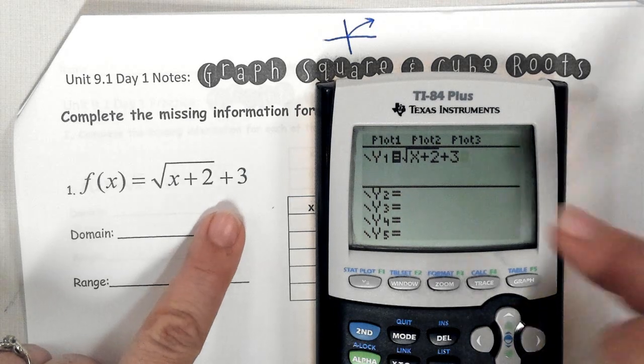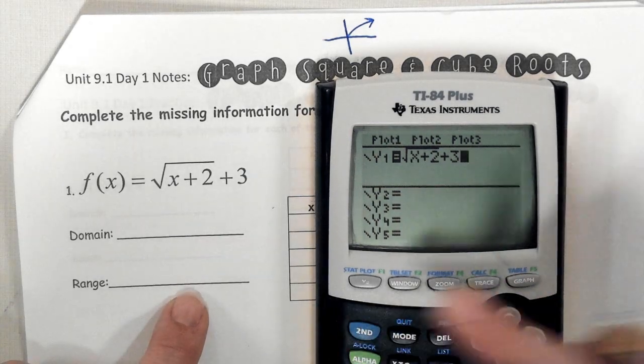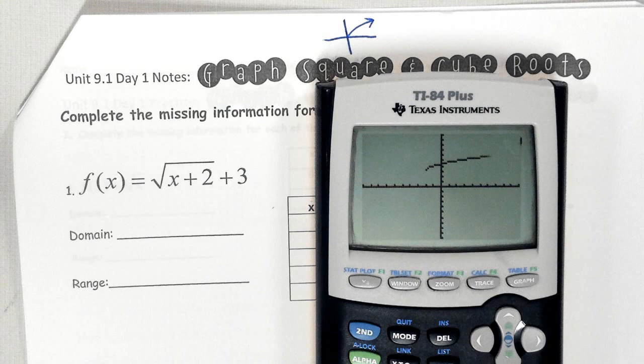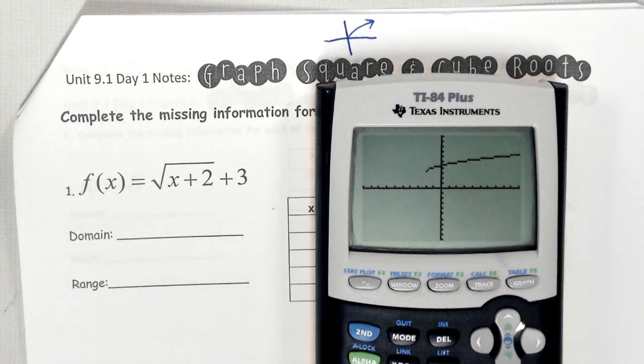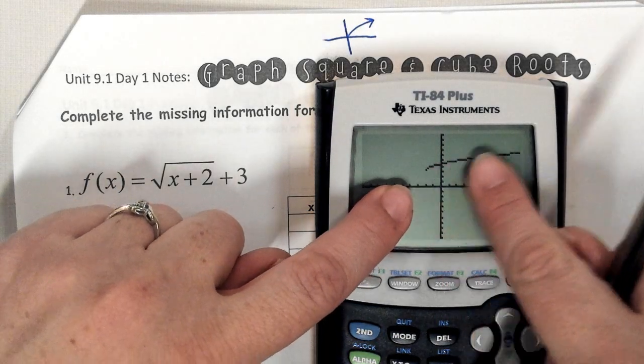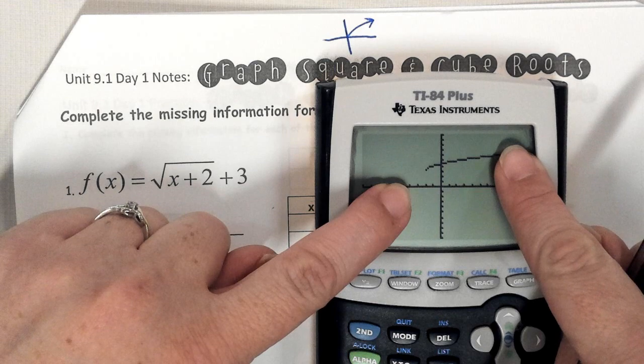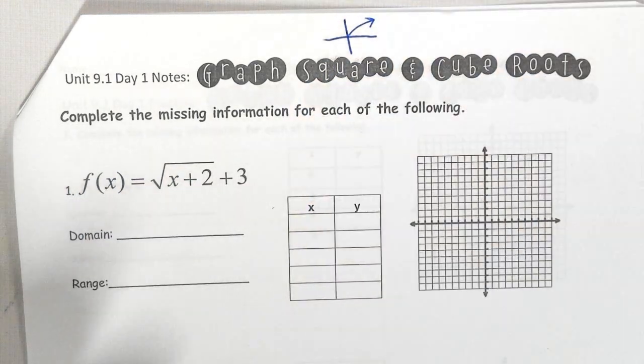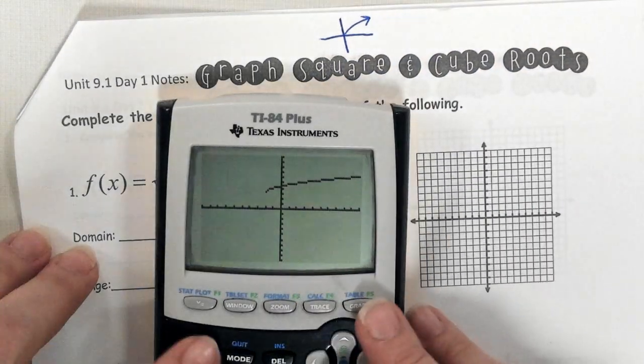Yeah? Okay, so second graph, actually just graph. We're going to look at the graph first. So if you look, like I said, it has a starting point, and then this direction, it goes that way forever. Yes? Okay, so knowing that, we are going to go to our table, second graph.